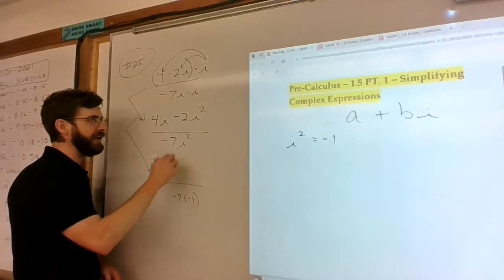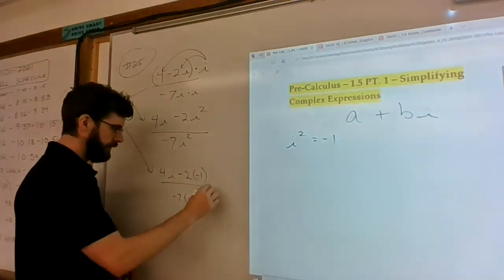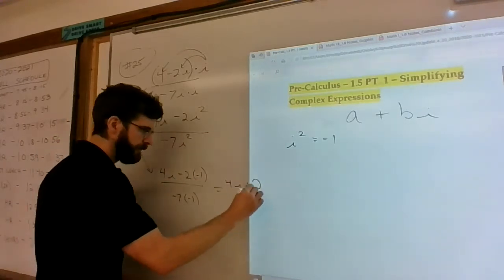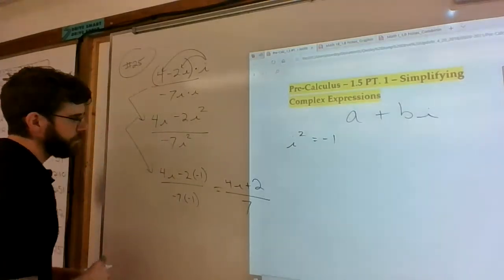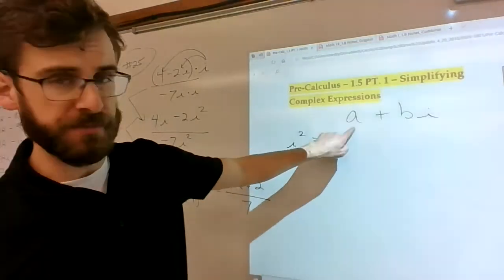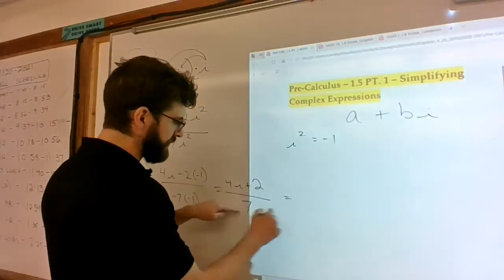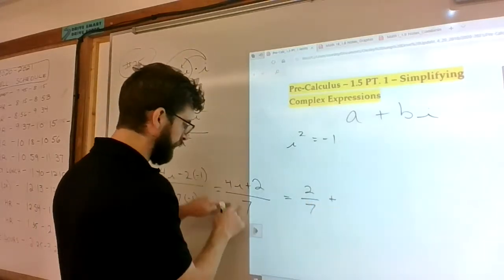So 4i minus 2 times negative 1 is 4i plus 2 over 7. Yeah, and to rewrite it in terms of a plus bi, I would say that this is 2/7 plus 4 over 7i.